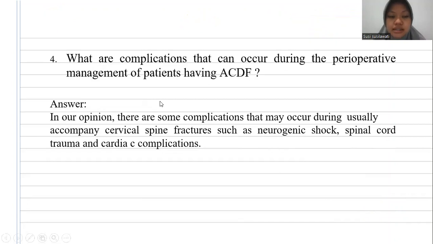And then last, number 4, the question is what are complications that can occur during the perioperative management of the patient having ACDF? An answer, in our opinion, there are some complications that usually accompany cervical spine fractures such as neurogenic shock, spinal cord trauma, and cardiac complications.